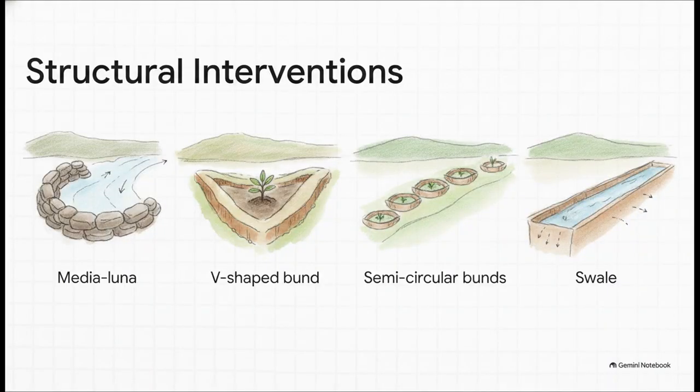Depending on your specific slope and local rainfall, you have a few options for creating these micro-catchments. You've got media lunas for spreading flow, V-shaped or semicircular bunds that look like little eyebrow terraces specifically designed to catch water for a single planted tree, and swales, which are shallow, level trenches that act like underground batteries, sinking massive amounts of water deep into the soil profile.